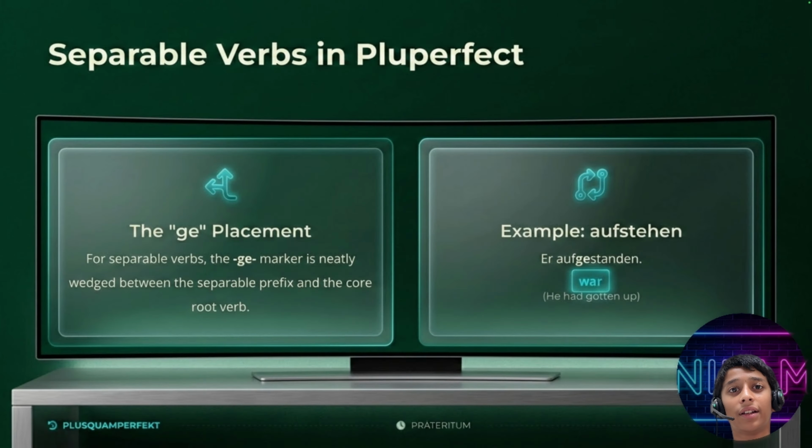Quick but important detail: separable verbs. With verbs like aufstehen, to get up, the ge marker of the participle gets wedged neatly between the separable prefix and the root verb. Example: er war aufgestanden. He had gotten up. Notice, aufgestanden. The prefix auf splits open just enough to let ge slide in, and then the root gestanden attaches right after. This is exactly the same rule you would apply for the regular perfect tense. Nothing new here. Just make sure you don't accidentally forget the ge or misplace it.